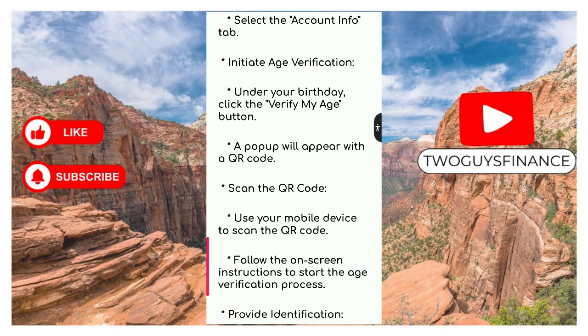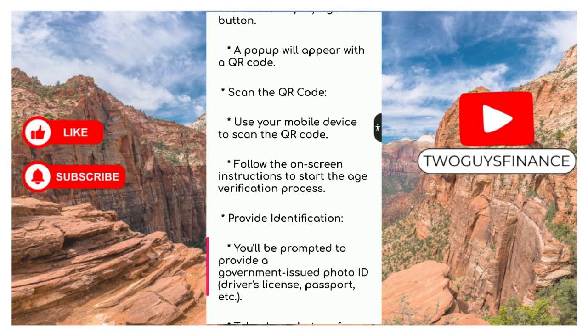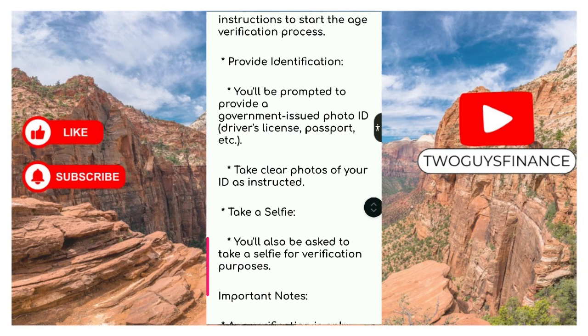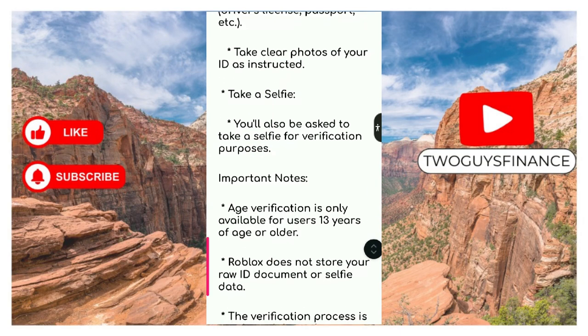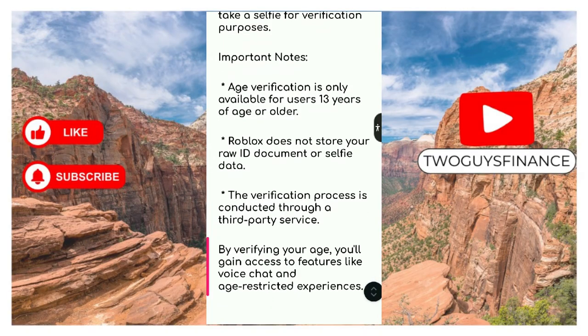A pop-up menu will appear with a QR code. Scan the QR code using your mobile device, and then follow the on-screen instructions to start the age verification process. You'll be prompted to provide a government-issued photo ID, that is a driver's license, passport, or anything like that. Make sure you take clear photos of your ID as instructed. Next, you'll be asked to take a selfie for verification purposes. Do that.